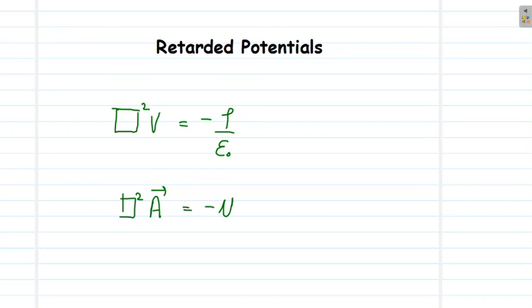They are given by box square V equal to minus rho by epsilon 0, and box square A equal to minus mu 0 J. Here V is the scalar potential, A is the vector potential, rho is the charge density per volume and J is the current density.